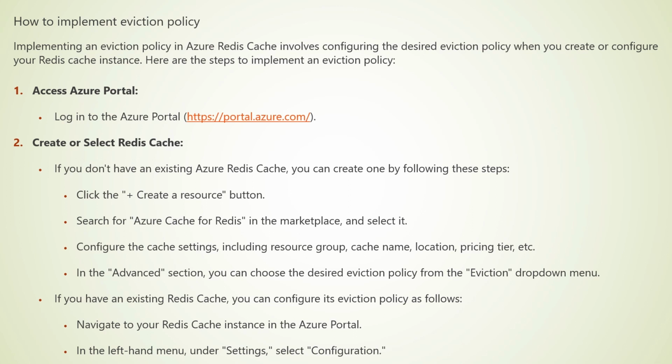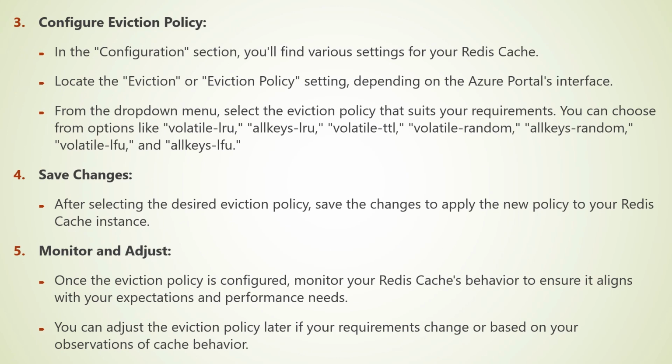If you have an existing Redis cache, you can configure its eviction policy as follows. Navigate to your Redis cache instance in the Azure portal. In the left-hand menu under Settings, select Configuration. Configure eviction policy. In the Configuration section, you'll find various settings for your Redis cache. Locate the eviction or eviction policy setting, depending on the Azure portal's interface. From the drop-down menu, select the eviction policy that suits your requirements.